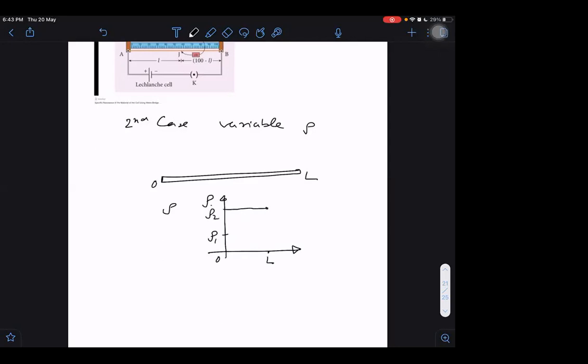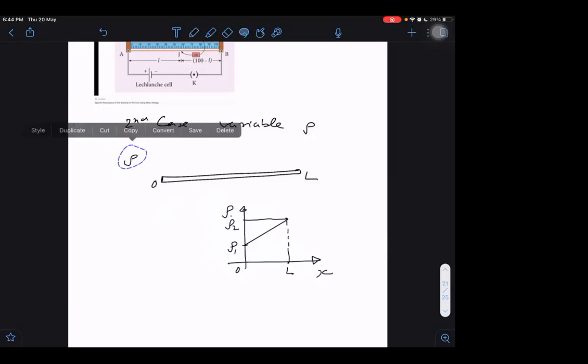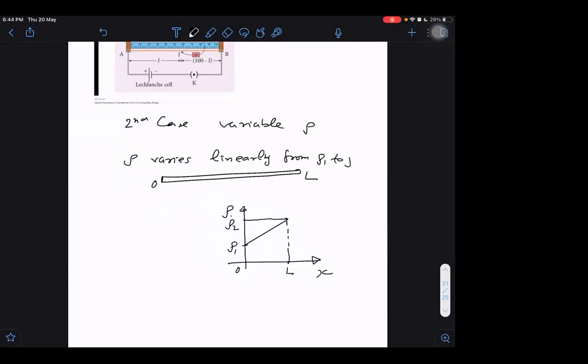Can you get the relation yourself from this graph? They will not give you the graph also, but they will just tell that rho varies linearly from rho 1 to rho 2. One end is rho 1, the other end is rho 2, varying linearly. Then I can make the graph first. After making the graph, I will write the equation.